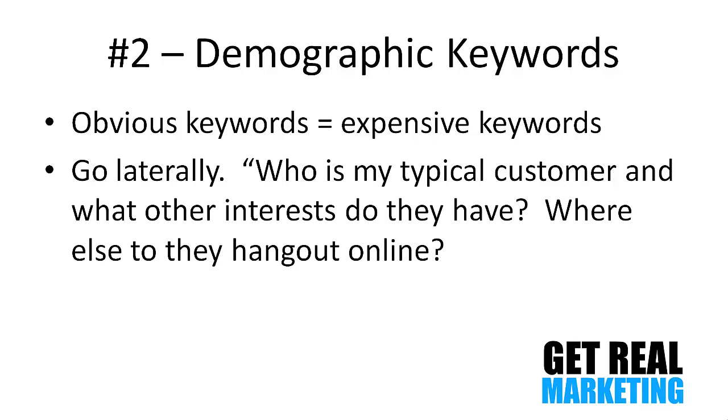Moving on to tip number 2. Another thing we do is demographic keywords. For something like internet marketing, that's an obvious keyword. If I'm trying to target an internet marketer, that's probably the most obvious and expensive keyword. The idea here is to go laterally. Who is my typical customer, and what other interests do they have? Where else do they hang out online? What other websites do they visit?